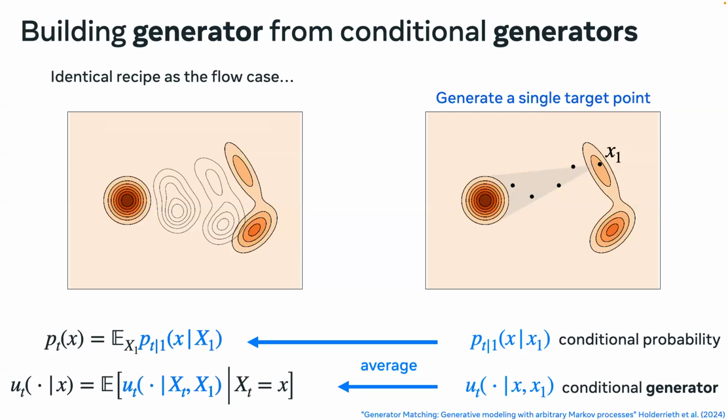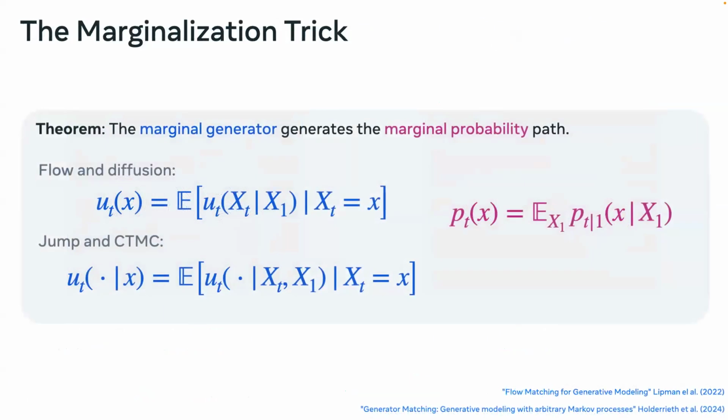Okay. And so our theorem says basically for the case of flow matching or diffusion, I think people call it bridge matching, the marginal generator, the marginal velocity will generate the marginal probability path. So it's going to follow the correct probability path and eventually hit the data distribution. And the same thing for the jump process, and we're going to call it the CTMC process as well. The exact same recipe follows.